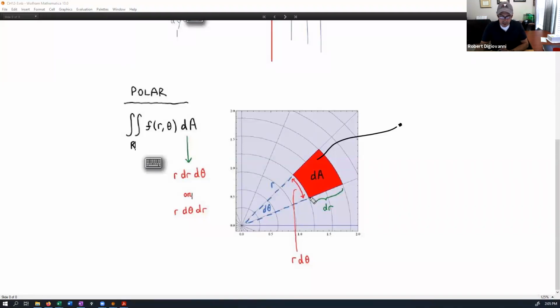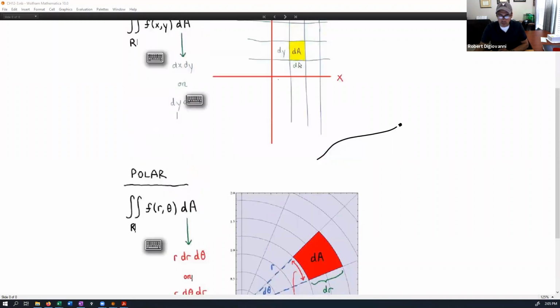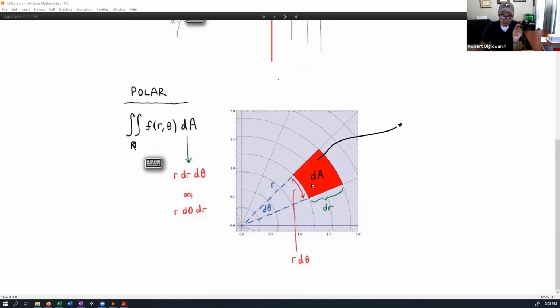So if I make a little small infinitesimal change in r, this should be dr, right? Just like over here, this width was a little infinitesimal change in x, so we call that dx. Same thing here, this would be dr. And this right here, a lot of people think that this is d theta, but it's not, because theta is an angle measurement. So if theta changes just by a little bit, this right here is r d theta.